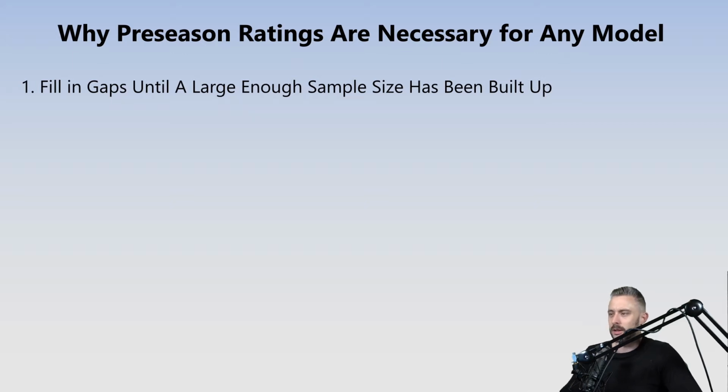That's why there's always a revolving door of players, even in September at the end of the year, who don't have a big enough sample size built up yet. You need to have preseason ratings for everybody to fill in those gaps. Trust me on this one. You can't do that, it doesn't work. Yeah, there are a lot of players who do have a big enough sample size by the time July or August rolls around, but there are plenty who do not.